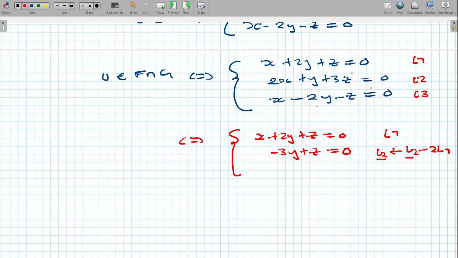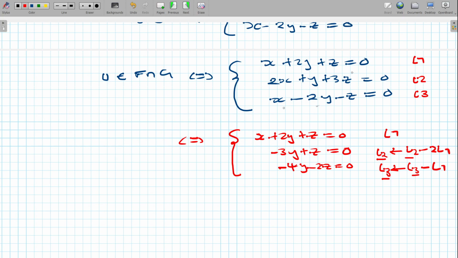Then in the third line, just like we did for the second line, we want to get rid of x. So here we have to do la ligne 3 is going to receive la ligne 3 minus la ligne 1. Here we don't have to multiply anything because we have x and then we have x here. Then if we subtract here, verify that we get minus 4y minus 2z is equal to 0. So let's check. Here we don't have to multiply anything.